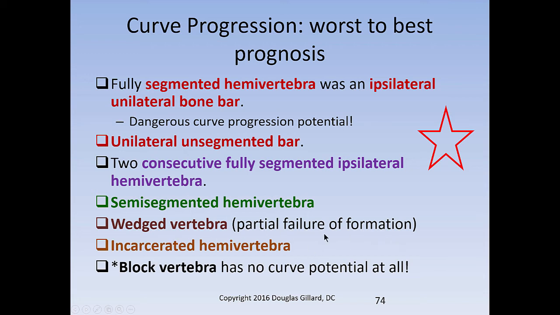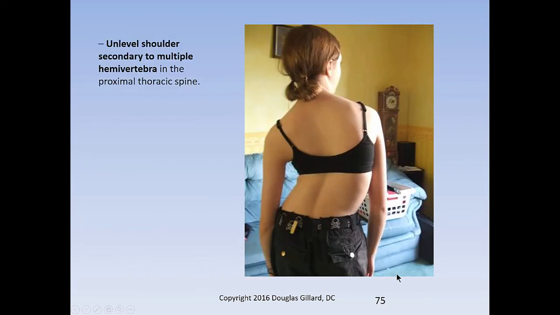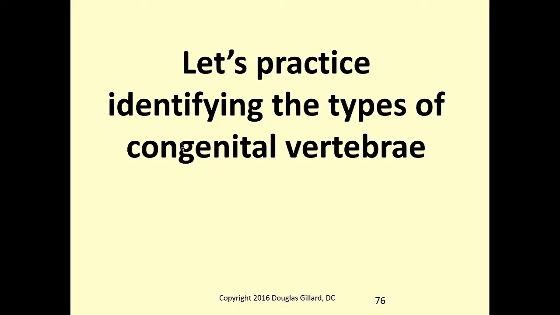That's just like driving a wedge in, like trying to fell a tree. And then incarcerated hemivertebra. There are two types of those. And note again, the blocked vertebra has no curve potential whatsoever because it has no ring apophyses. And see the unlevel shoulders here in this young girl. Not a good thing. Multiple hemivertebrae in the proximal spine. All right, I think that's all the information part. Now let's practice getting some of these.